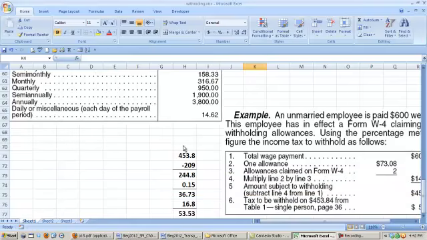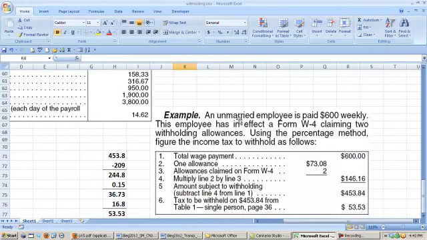Okay, let's scroll down over here. Okay, I have a nice, good example for us. It says, example, an unmarried employee is paid $600 weekly. This employee has, in effect, a Form W-4 claiming 2 withholding allowances. Using the percentage method, figure the income tax to withhold. This here shows us how we come up with it. Okay? Now let's go up top, and we're going to work through this.